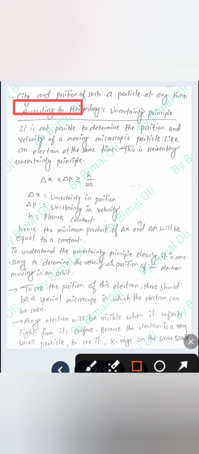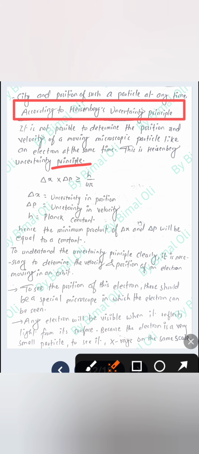According to the Heisenberg uncertainty principle, it is not possible to determine the position and velocity of a moving microscopic particle like an electron at the same time. This is the Heisenberg uncertainty principle. So, we cannot determine position and velocity of a moving particle simultaneously. It is not possible. Uncertainty means being uncertain. It is not possible to determine both velocity and position at any time.